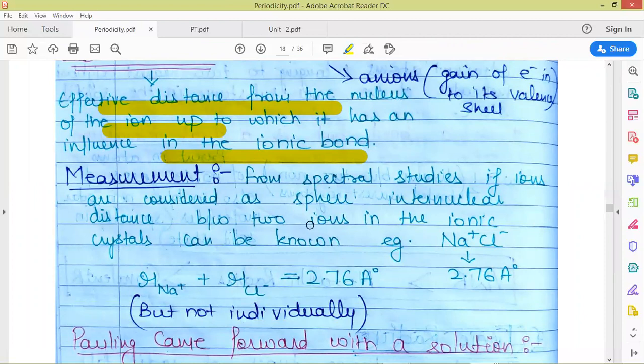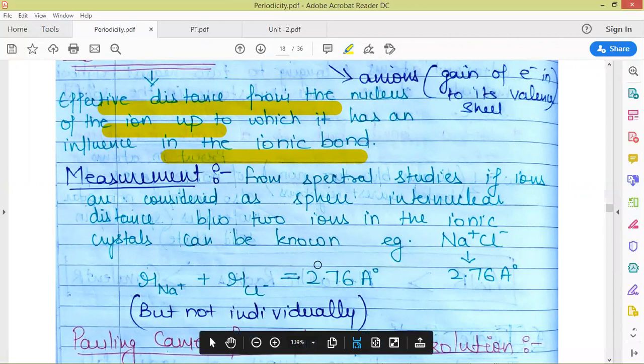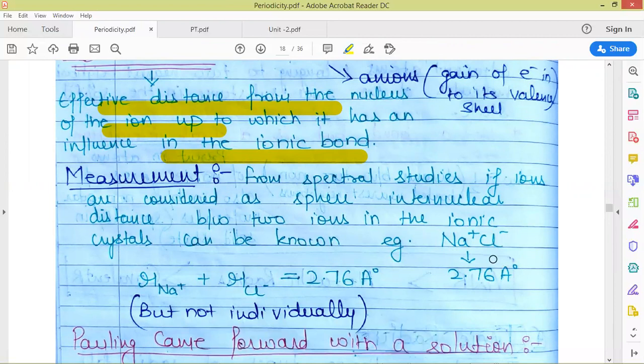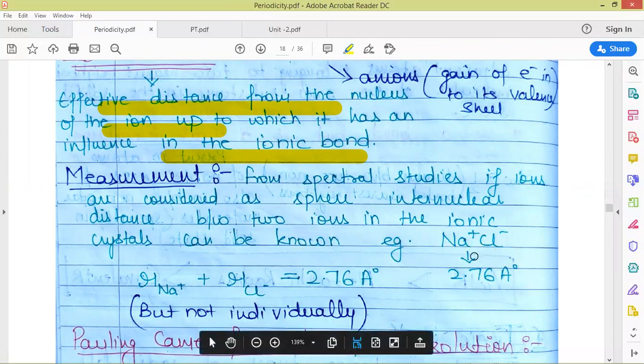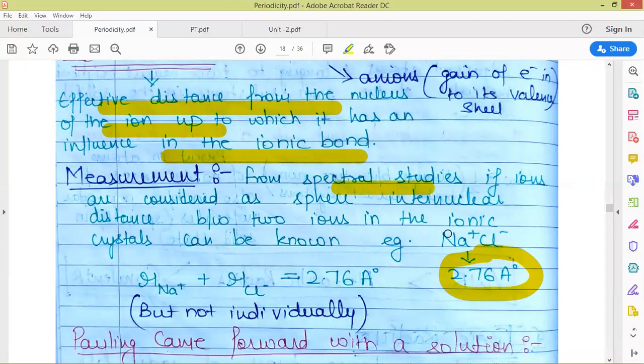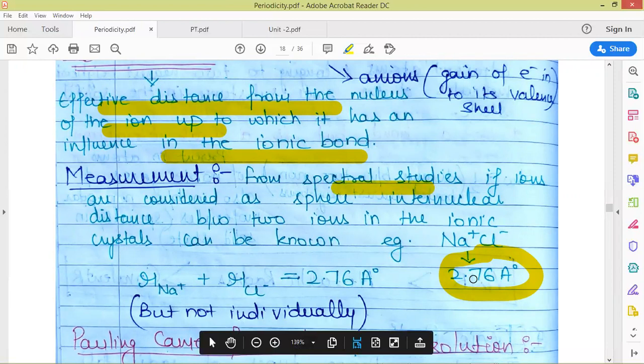From spectral studies, if ions are considered as spheres, the internuclear distance between two ions in the ionic crystal can be known. So we can know the internuclear distance between two bonded ions. Say this is a molecule of NaCl. Here, the sodium ion and chloride ion are bonded, and the ionic bond length is measured from spectral studies. This came out to be 2.76 angstrom.